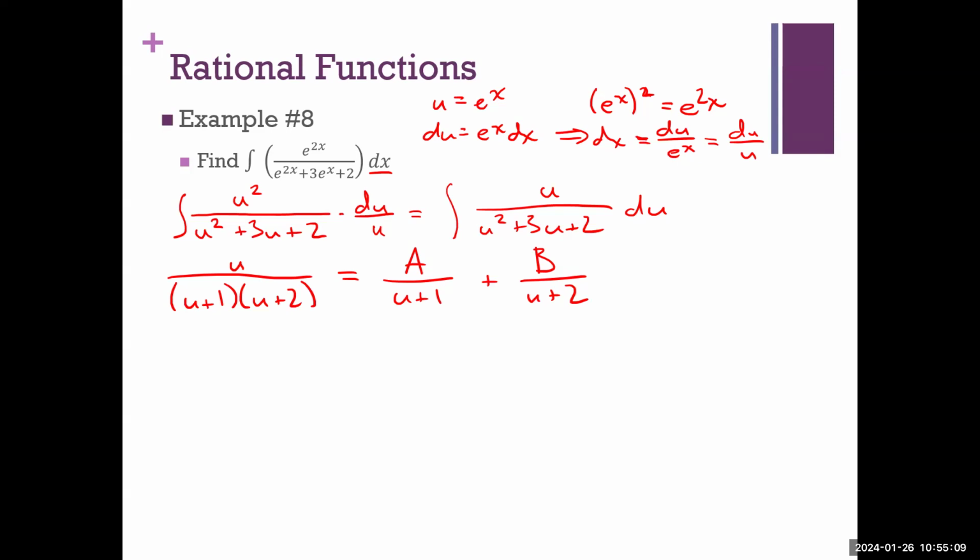So the numerator has a smaller degree than the denominator, so no division needed. Do I have any repeated factors? No, I have u plus 1 and u plus 2. Those are my 2 factors. And what are the degrees on those factors? They each have a degree of 1. So this is a good place to go. So now where do I go from here?